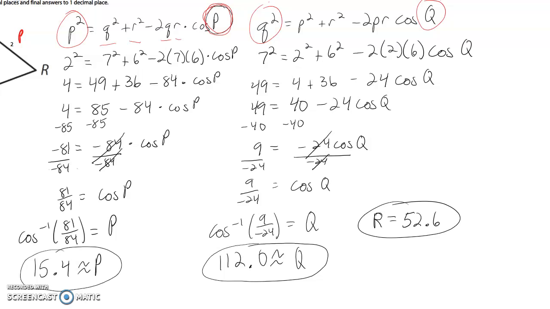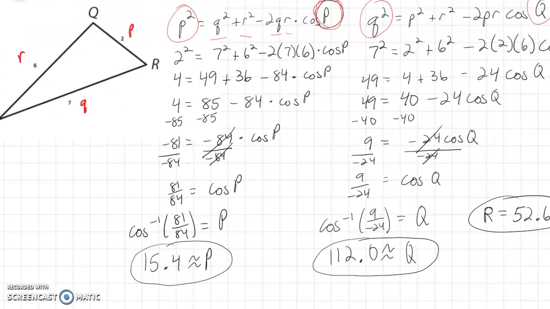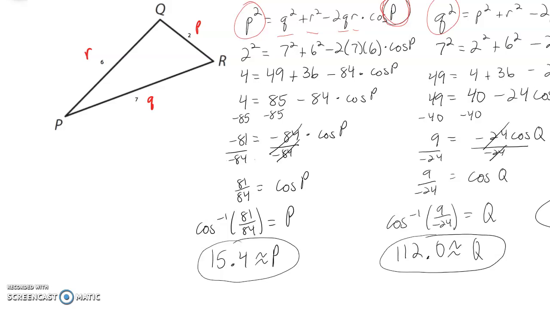I added up P and Q and I subtracted it from 180 to get the measure of angle R, and that's 52.6. So hopefully that's helpful to you in using law of cosines to find a missing angle measure.